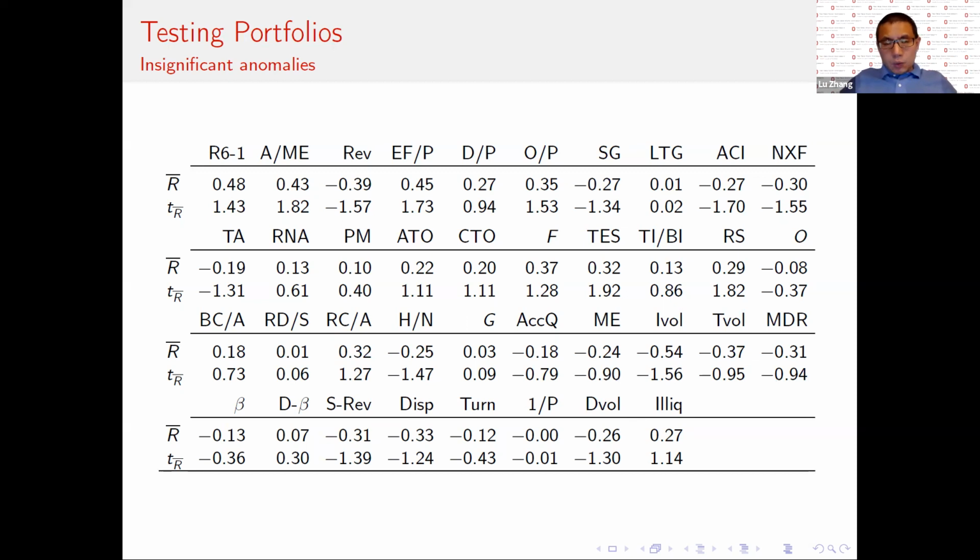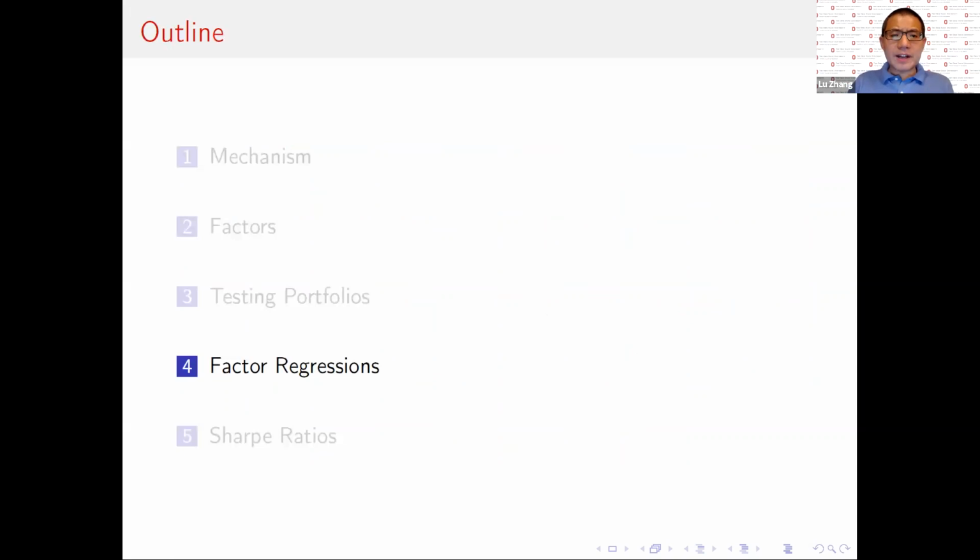Turns out 102 variables on liquidity and trading frictions and microstructure are insignificant. And then we realize at that point we need to really emphasize, which we did in our 2020 RFS paper on replicating anomalies. But for now, let me go back to the Q factor regressions.